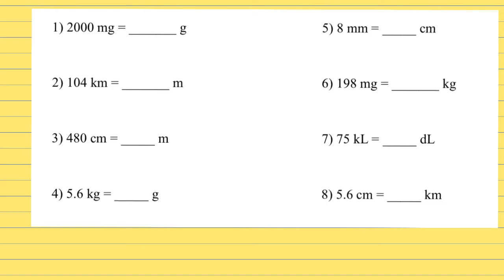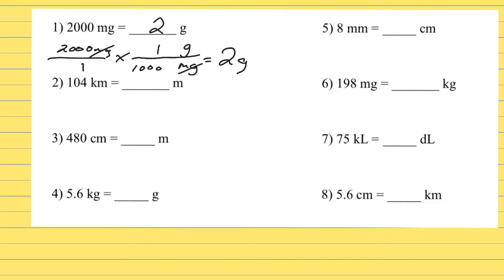All right, let's get this done. Let's see, we have 2,000 milligrams. I put that over 1. I multiply it by milligrams, which has to go on the bottom, grams on top. There are 1,000 milligrams in 1 gram. So milligrams is gone, 2,000 divided by 1,000 is 2 grams. So my answer is 2.